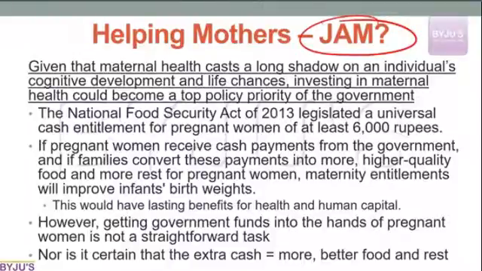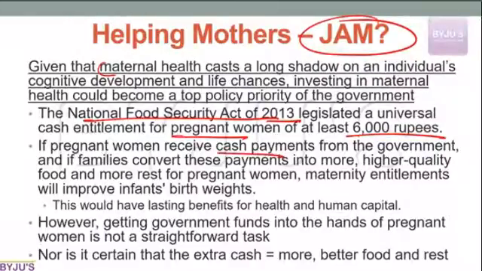Now how to help these mothers? There finally JAM comes. So if mothers are underweight, give them some help and they'll gain more weight. So how this is going to work is, basically maternal health is very important for the rest of the life of the child. So it's better to help the mother. It will be equivalent to helping the child itself. So the National Food Security Act, enacted in 2013, has a system under which all pregnant women will get a universal cash entitlement of 6,000 rupees. It doesn't matter whether it's BPL, etc. 6,000 rupees has been promised to them.